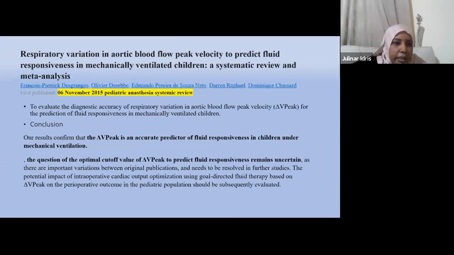This is another study, which was a meta-analysis to evaluate the diagnostic accuracy of respiratory variation in aortic blood flow peak velocity for fluid responsiveness. And the conclusion was the same. This peak velocity is an accurate predictor of fluid response in children under mechanical ventilation.